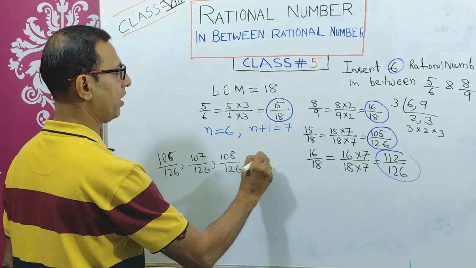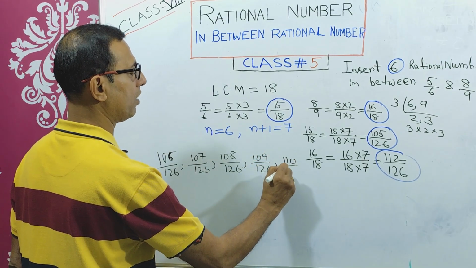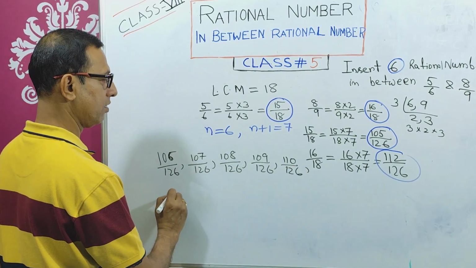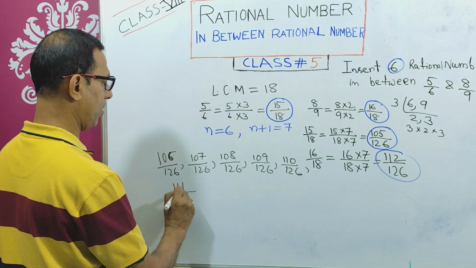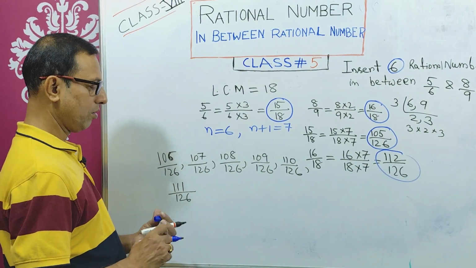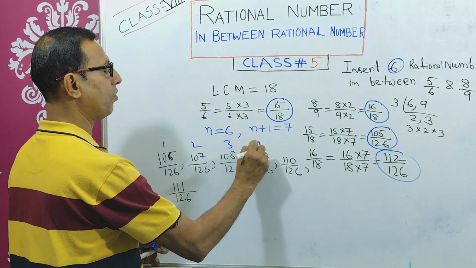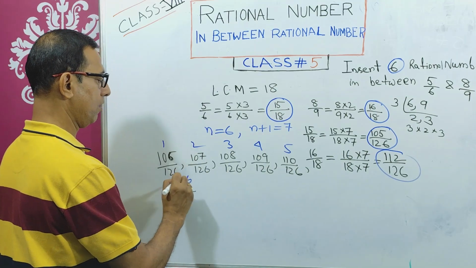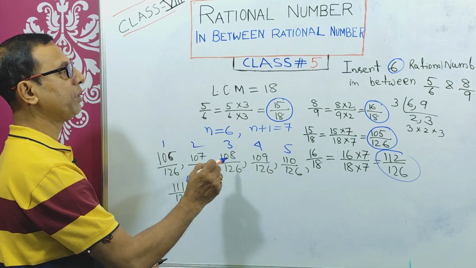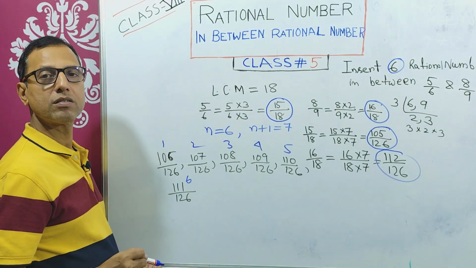Next is 109 by 126. Next is 110 by 126. Next is 111 by 126. So now how many? This is 1, 2, 3, 4, 5, 6. So you have found 6 rational numbers between 5 by 6 and 8 by 9. That's it. Got it?